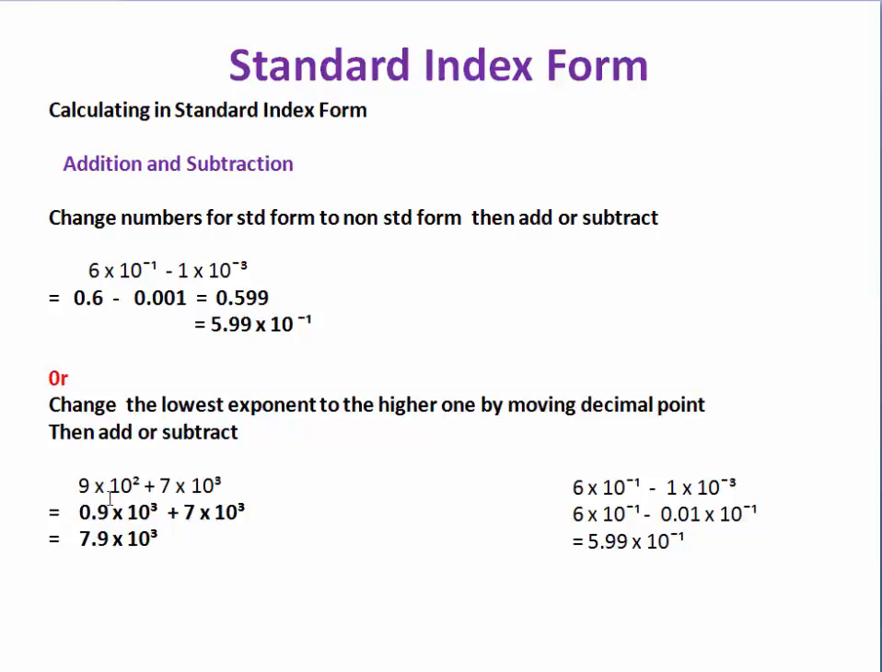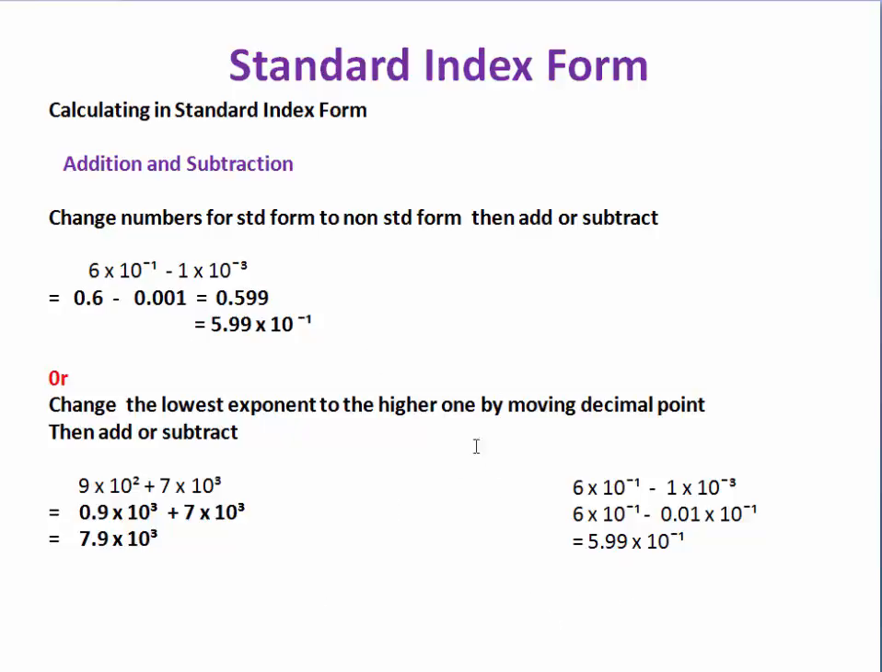When we do that, we have to move the decimal point on our 9 to make it 0.9. We have to move it left by one place. So 0.9 times 10 to the 3 plus 7 times 10 to the 3. Add these two numbers together. So 7 plus 0.9 is 7.9, and our power of 10 remains as 10 to the power of 3. So 7.9 times 10 to the power of 3.